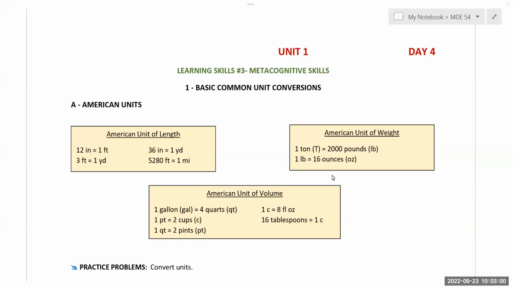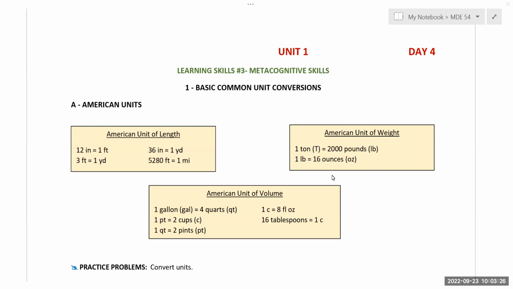Okay, we are on day 4 for MDE 54. So I want to draw your attention as you're going through your course. Make sure that you are looking at what these learning skills are, but those will be separate. So what we're doing today is really diving in to that dimensional analysis part of your 154 course, where we're looking at basic unit conversions, American, British, European, etc.